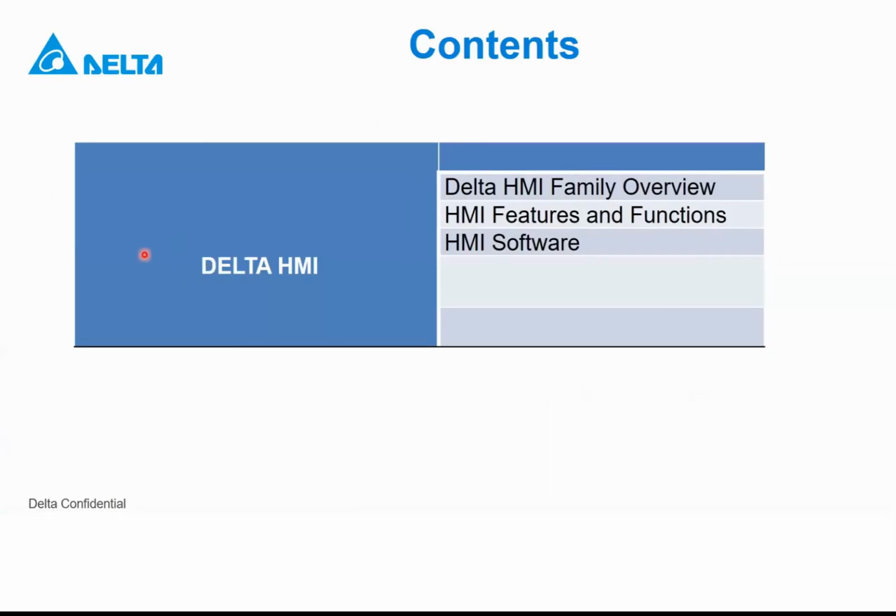So this is our course outline. It's more of an introduction to HMI. We'll have an overview of the HMI that we have in Delta, and we'll also have an overview of the HMI features. What are the smart features you can accomplish on your machine when you use our HMI? And then before we bring the training to a close, we'll get a feel for the software, the different functions in the software, and how you can program the HMI.